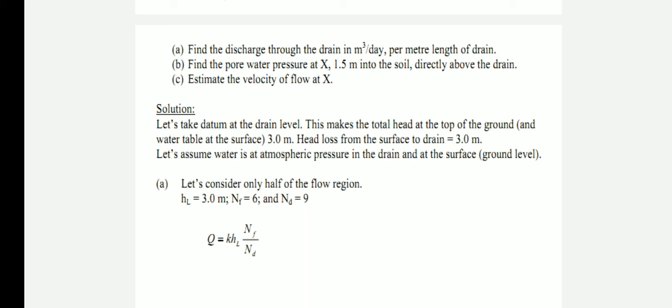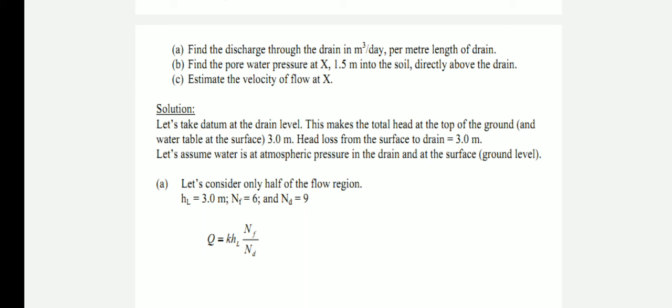So we have a solution, that is, let's take a datum at the drain level. This makes the total head at the top of the ground and water table at the surface, that is 3 meter. Head loss from the surface to drain is 3 meter. Let's assume water is at atmospheric pressure in the drain and at the surface, that is ground level. So first, find the discharge through the drain in meter cube per day per meter length of drain. So consider only half of the flow region.